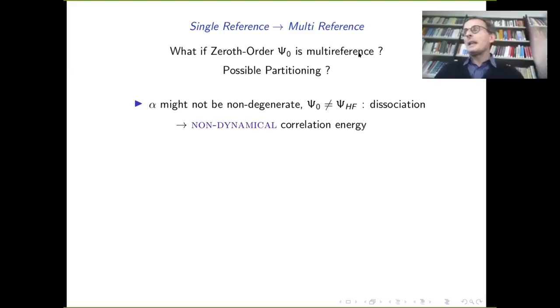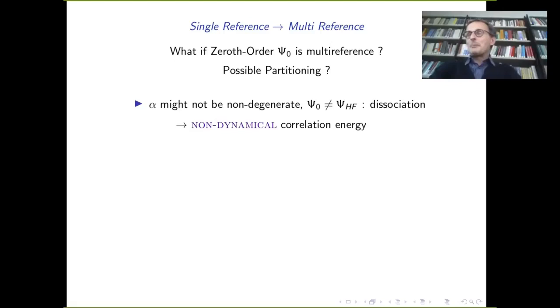And I gave you an example before, at the dissociation limit. The H2 molecule has to be depicted as a linear combination of determinants. So alpha might not be, strictly speaking, non-degenerate, and that's again the dissociation limit that I mentioned. Just to introduce some vocabulary, we like to speak in terms of non-dynamical correlation energy. This is not the one that I have introduced so far, because I stick to a problem that can be depicted at zeroth order as a single reference.